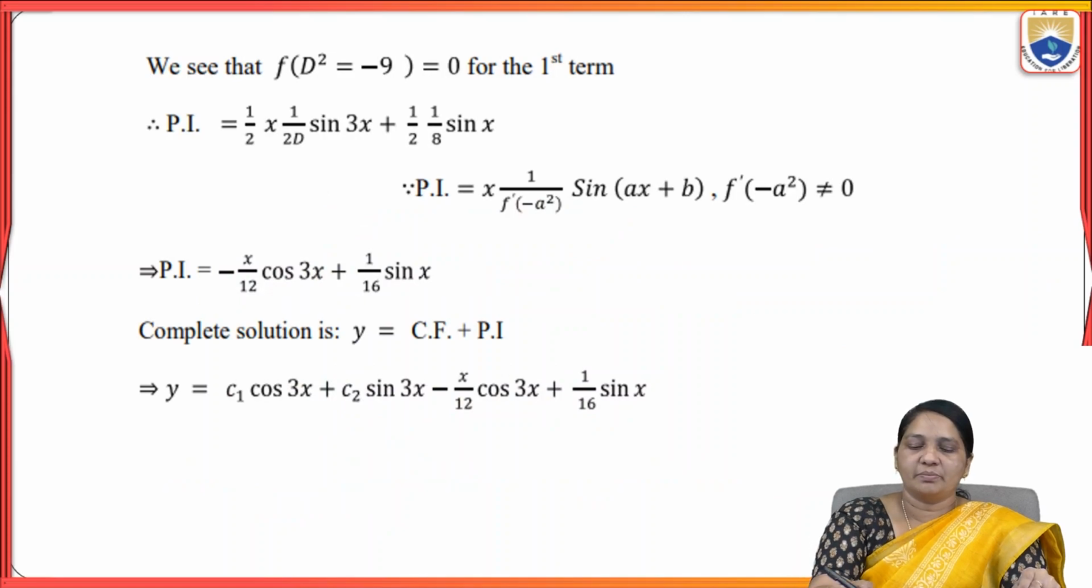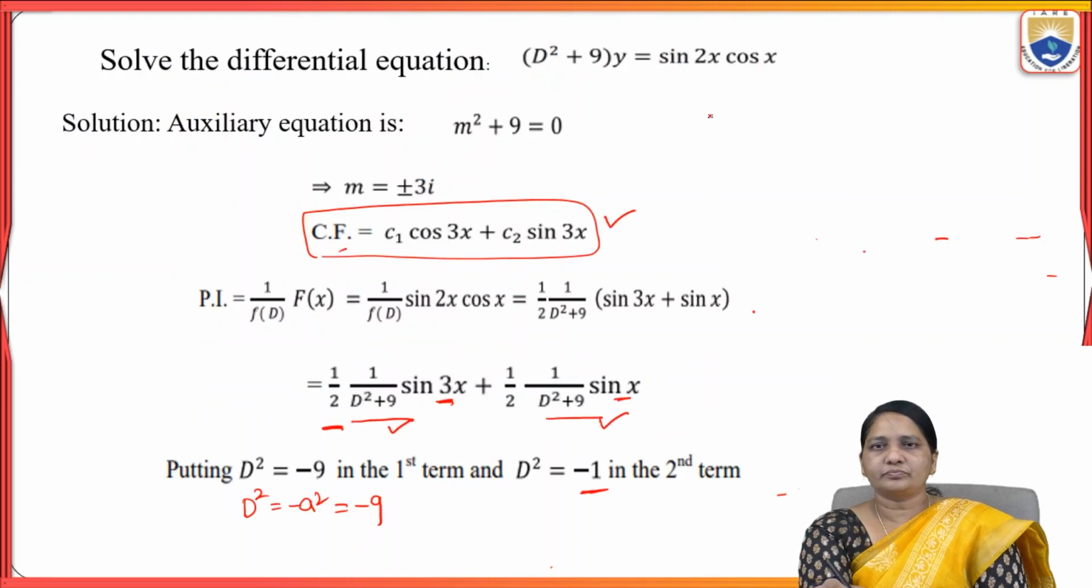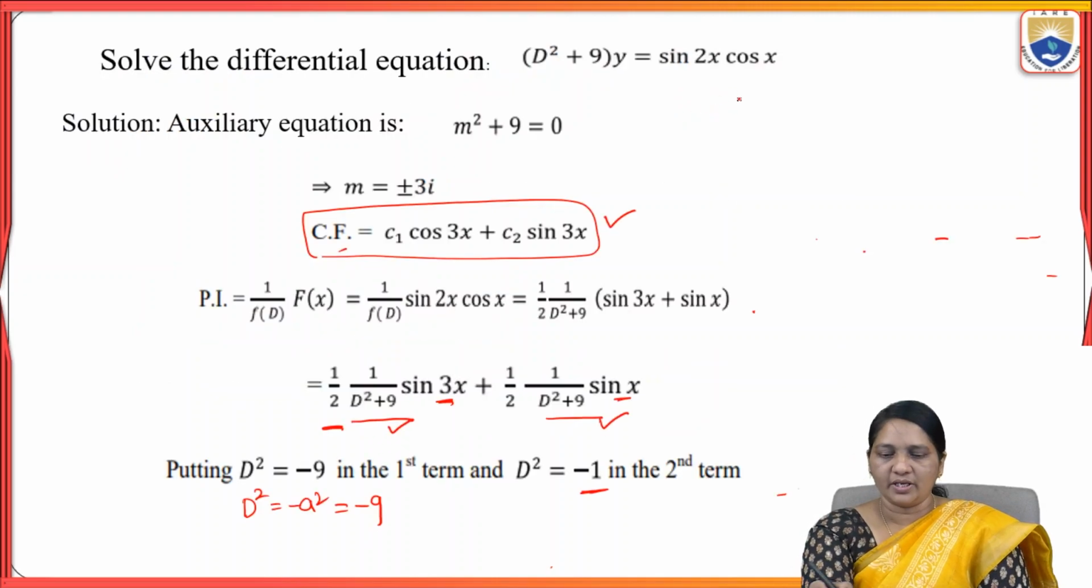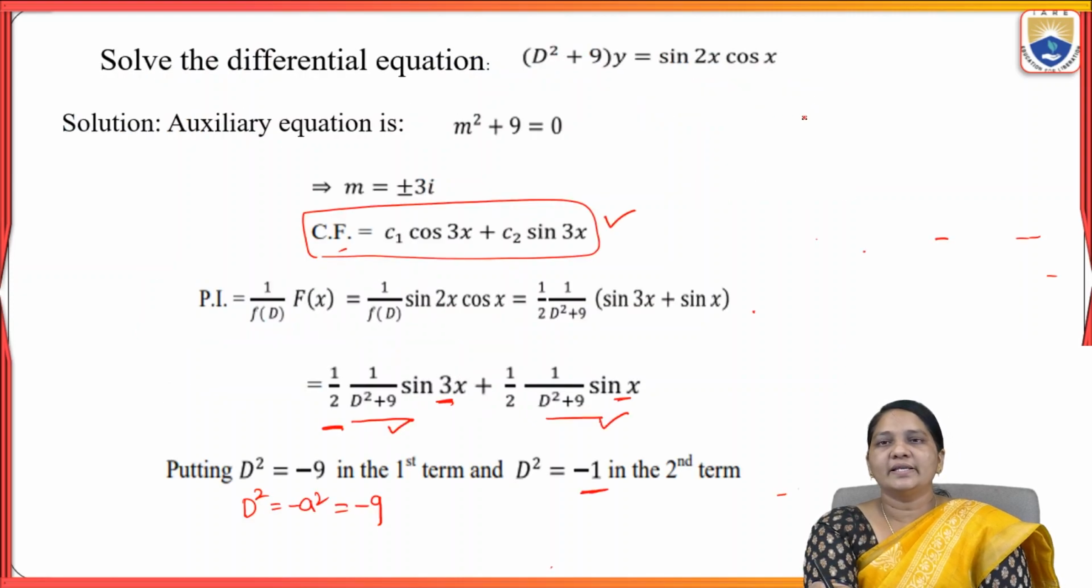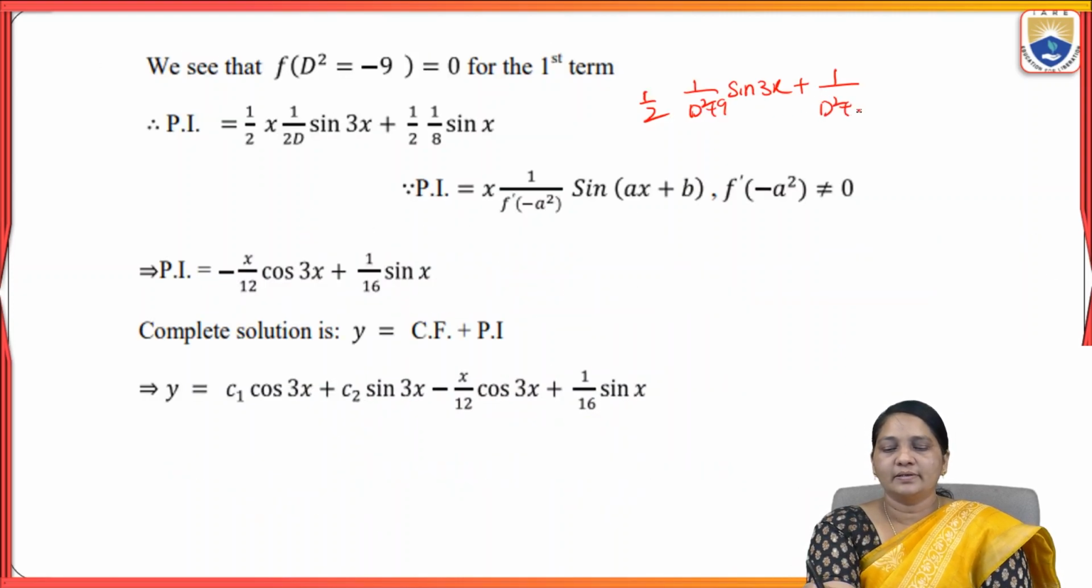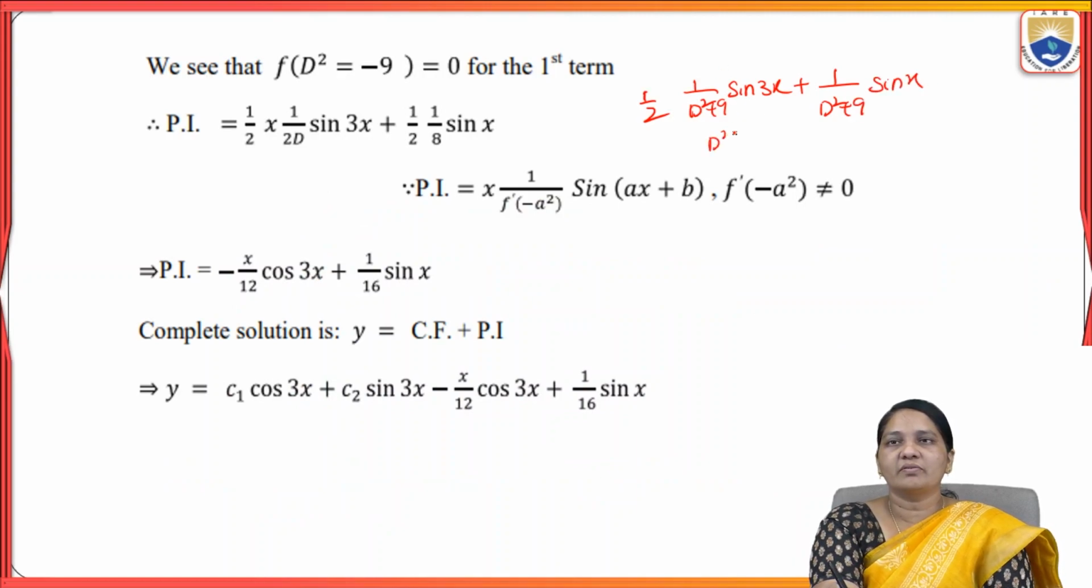So now the equation becomes 1 by 2, 1 by d square plus 9 sin 3x plus 1 by d square plus 9 sin x. Now here we have to put the value d square equal to minus 9 in the first term. When you replace this value, it becomes 0. That means f of minus a square becomes 0.